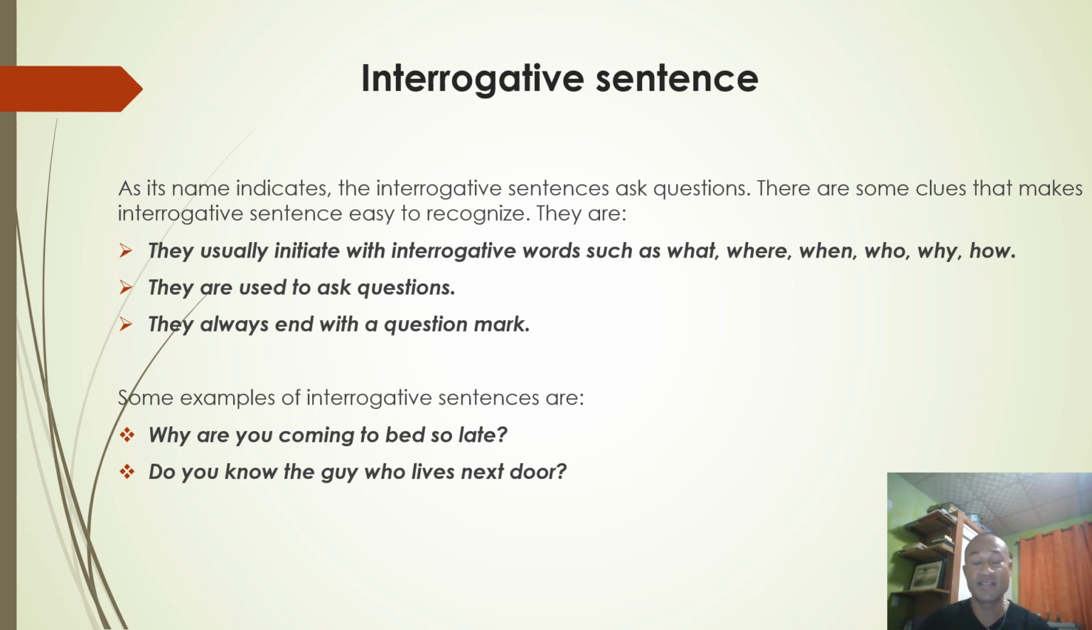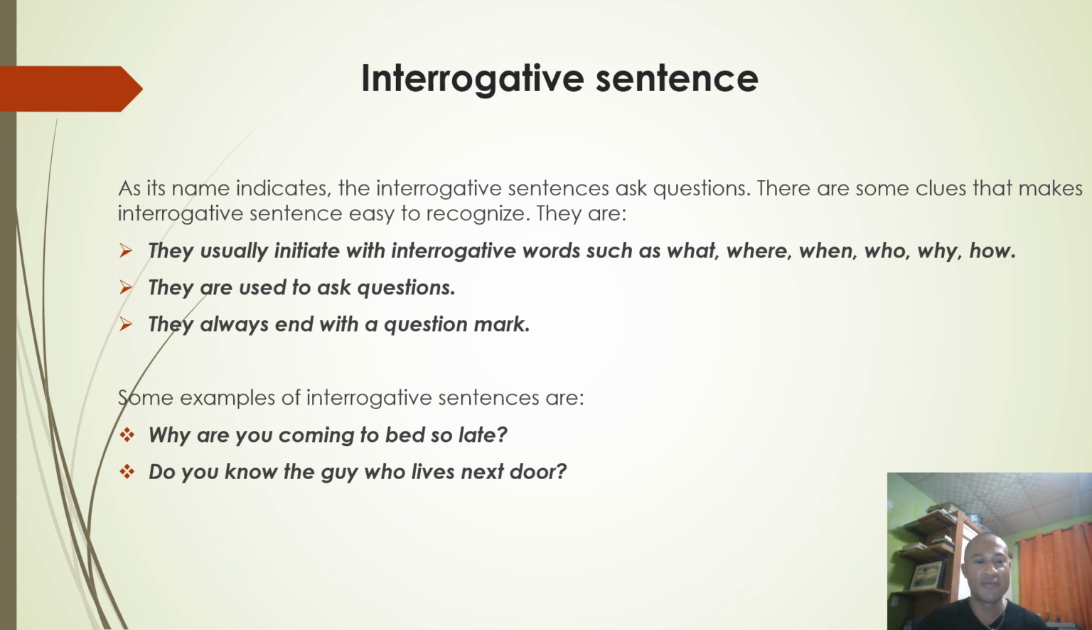Interrogative sentence. As the name indicates, interrogative sentences ask questions. There are some clues that make interrogative sentences easy to identify. They usually begin with interrogative words such as what, where, when, who, why, how. They are used to ask questions, and they always end with a question mark.